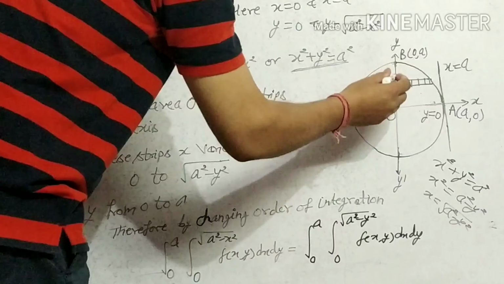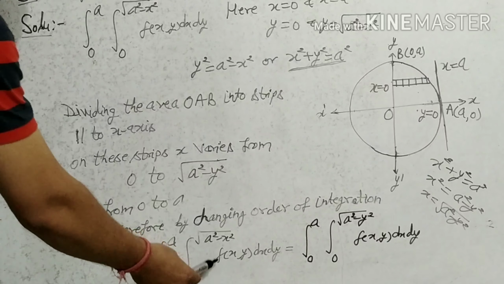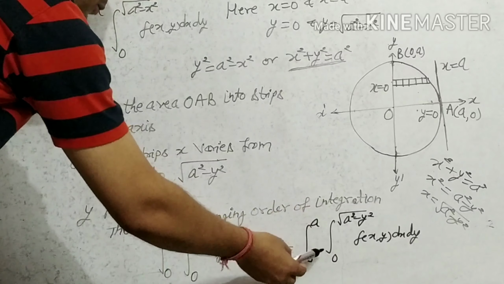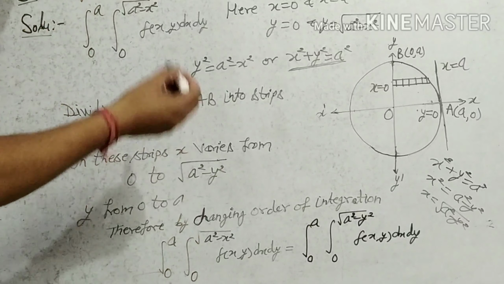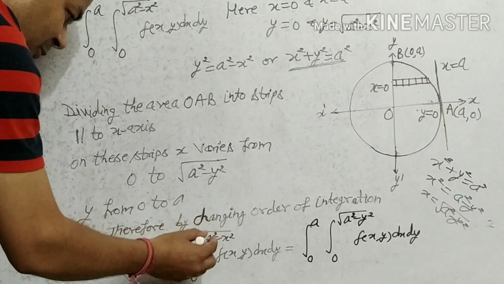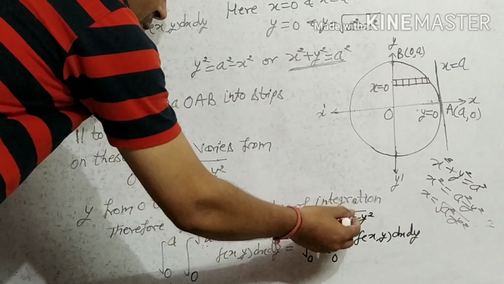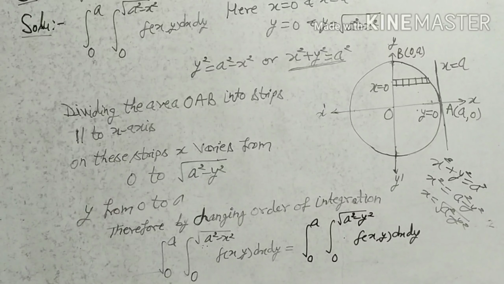So the limit for x is 0 to under root a square minus y square, and the limit for y is 0 to a. According to the question, the limit was given 0 to a, 0 to under root a square minus x square, f(x,y) dx dy. It will be changed to 0 to a and x equal to 0 to under root a square minus y square, f(x,y) dx dy. The limit was in terms of x, so first you integrated with respect to y, but now the limits change, it is in terms of y, so first you have to integrate with respect to x. So the question is completed. Thank you.